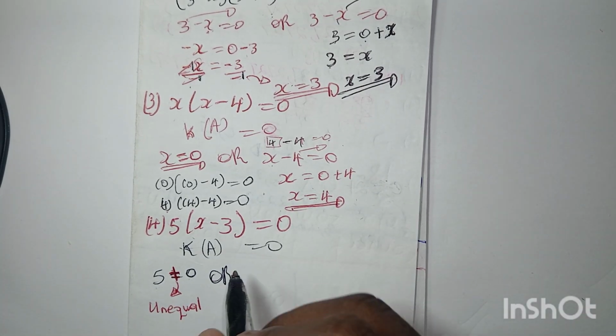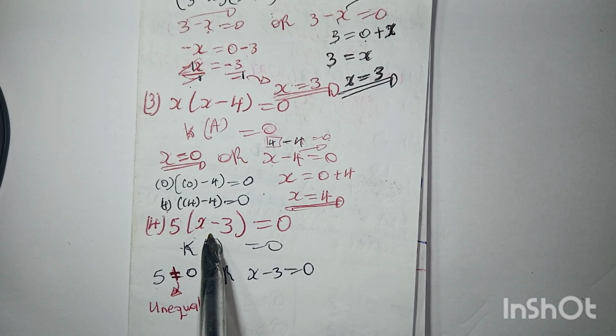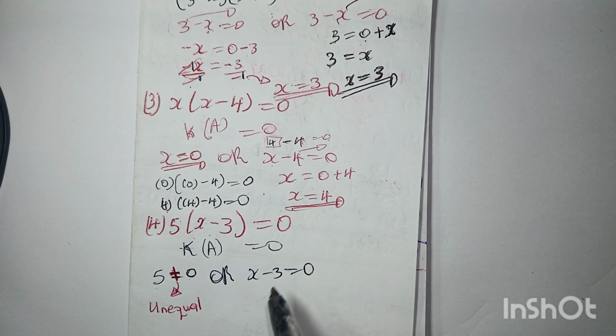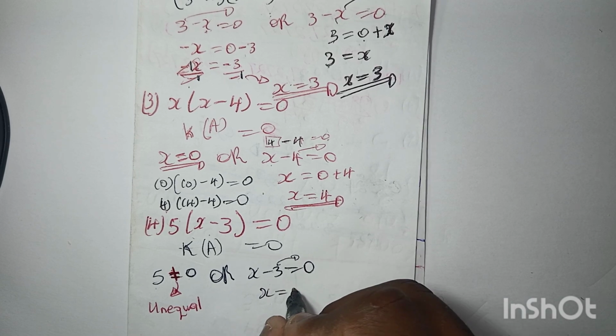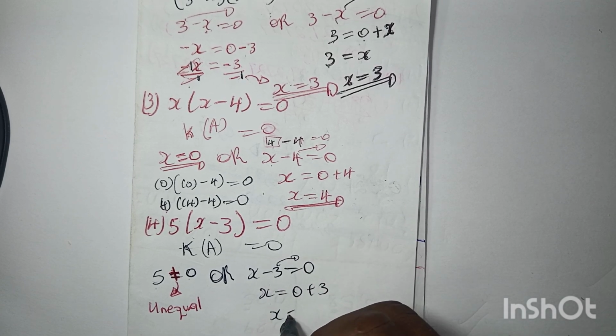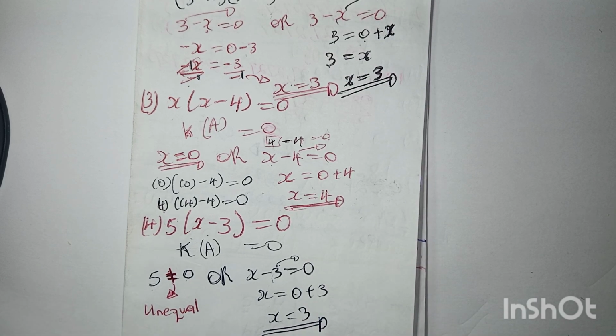Or x minus 3 is equal to 0. Remember that we equate each bracket to 0. So here we should solve for x. Take this thing on the other side. x here is 0 plus 3. x is 3. Do not forget, when you take something on the other side, it will change the sign. Do you get me, guys?